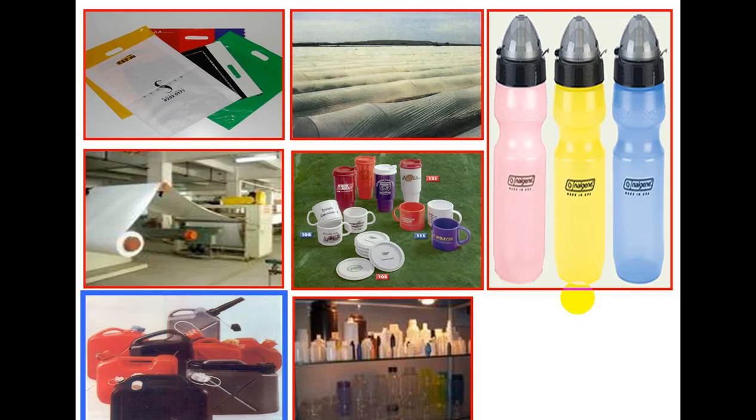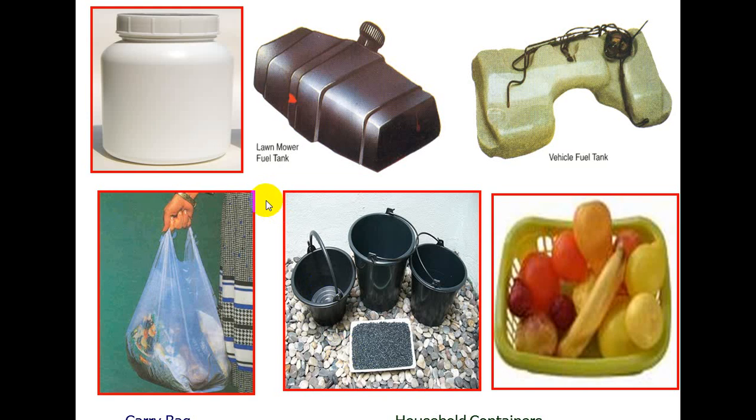These are a few items: carry bags and polythenes, bottles, water bottles, and plastic sheets. These are the cups and jug plates. These are the carrying cans. These are bottles for packing different materials. This is again a plastic can. This is a lawnmower fuel tank, this is a vehicle fuel tank, and this is a carry bag.